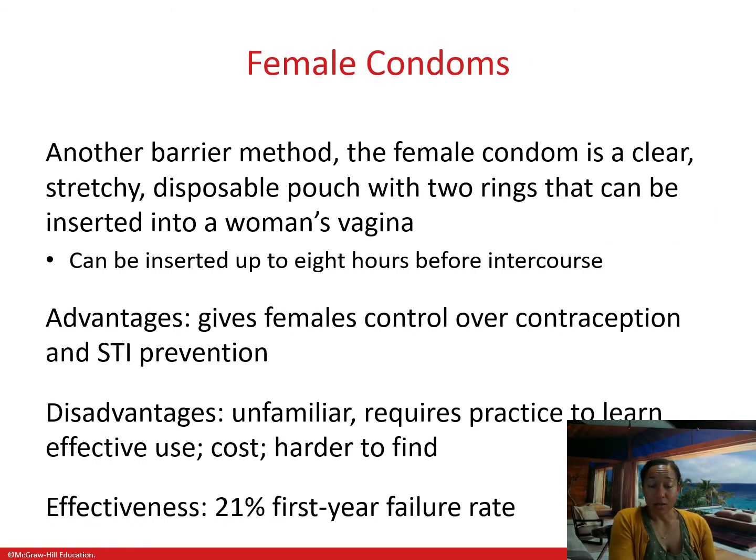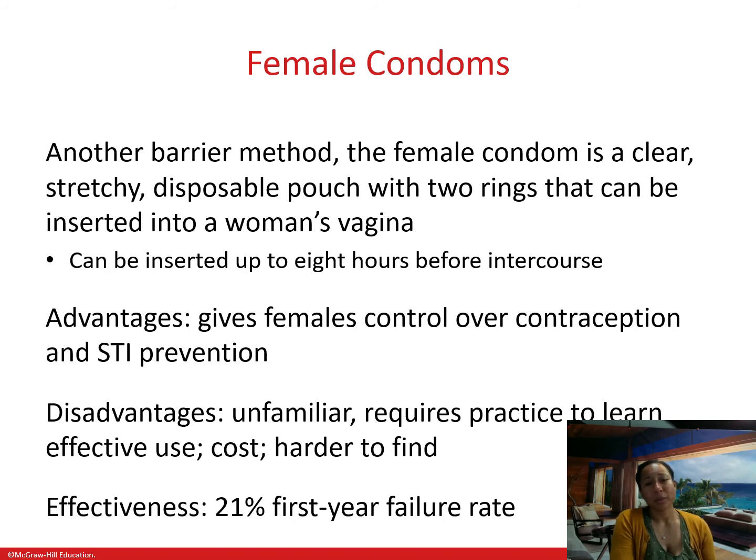There are female condoms, so for those males that maybe have a disadvantage in terms of decreased sensitivity, then you can utilize a female condom. This is just another barrier method. It's inserted though into the woman's vagina. The advantages is it gives the female control over the contraceptive, and it can help with STI or STD prevention. Again, not everything, but it can help with some.